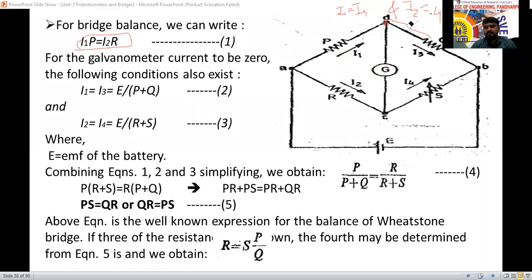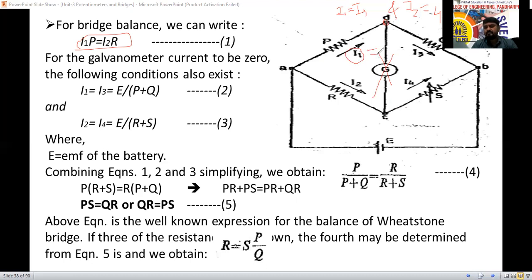Formula. I equal to V by R, yes or no? Yes, sir. According to Ohm's law, I equal to V by R. So, can anyone tell me what is the formula for I1 here now? This one is removed here now. This part is open circuit. So, can anyone tell me what is the formula for I1?